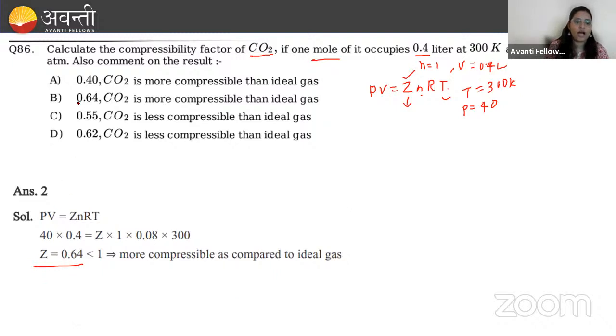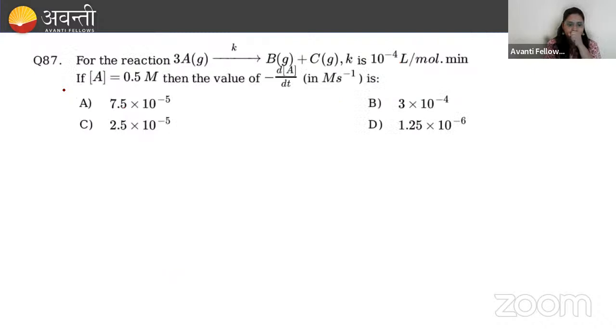So we have answer B, in which the compressibility factor is 0.64, which is less than 1. Since it is less than 1, the gas is more compressible as compared to the ideal gas. So CO2 gas is more compressible than the ideal gas. So your answer will be option B. If it is less than 1, the gas is more compressible than ideal gas; if not, it will be less compressible. Any doubt in this? Right, next problem.